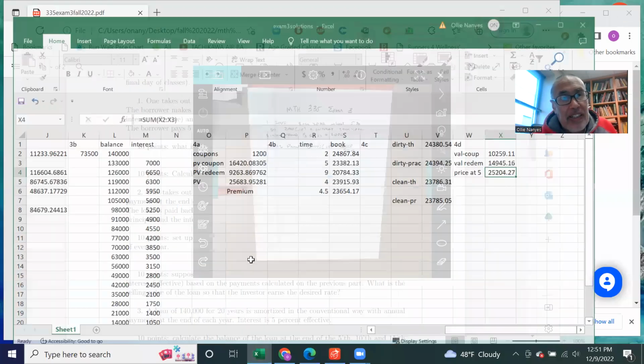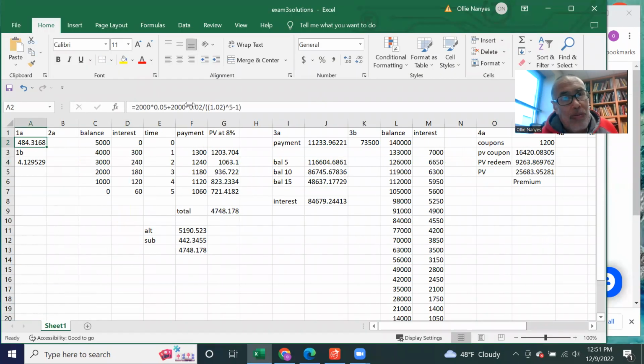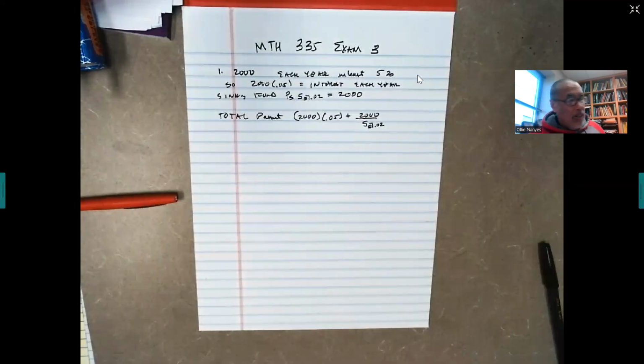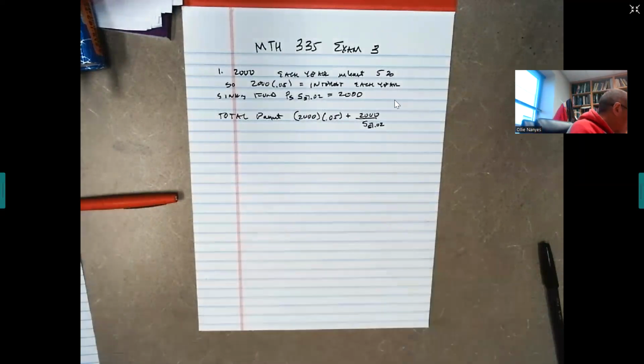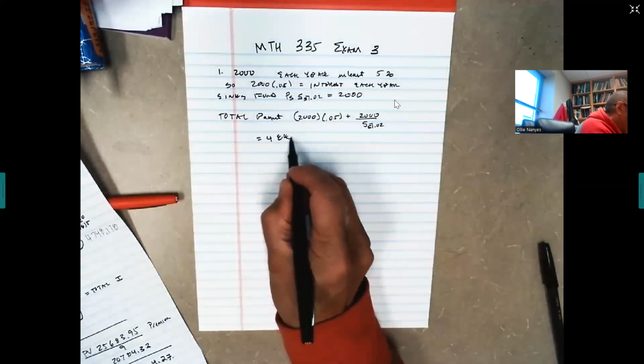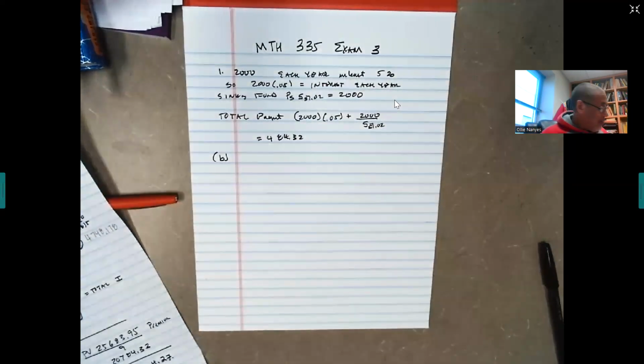And I went ahead and did the calculations on the spreadsheet. This part is the interest, 0.05 times the 2,000, and this is 2,000 divided by S angle 5 at 2%, as you can see here. That's what the total payment is, and most people got that right. It worked out to be 484.32.